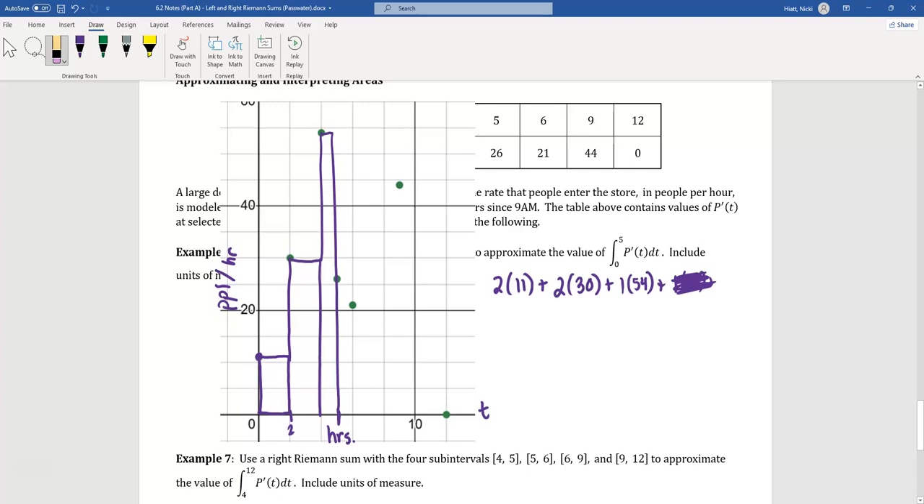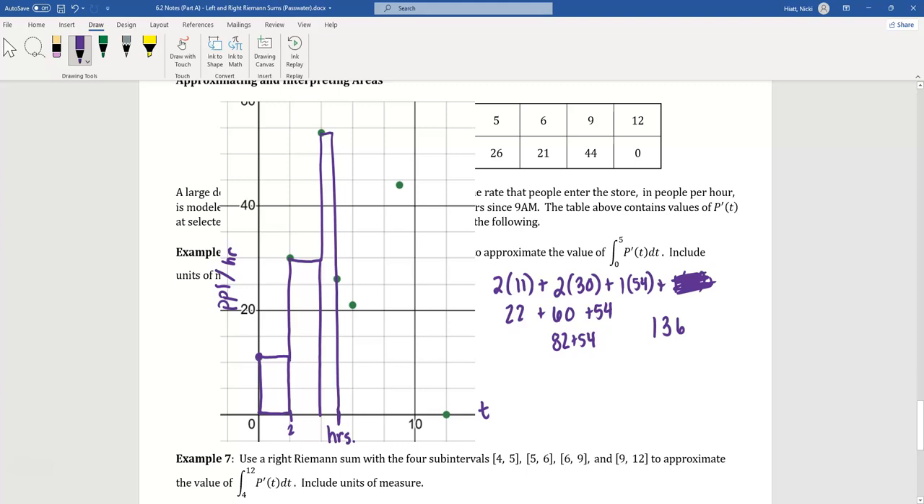So if we actually calculate that, we've got 22 plus 60 plus 54, which is going to give us 82 plus 54, which is going to give us 136 right there. So our approximation for this is going to be 136. But we need to talk about what that means, right?